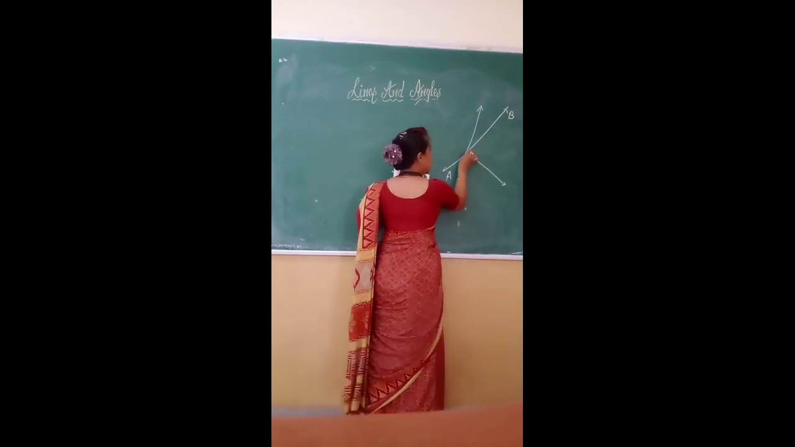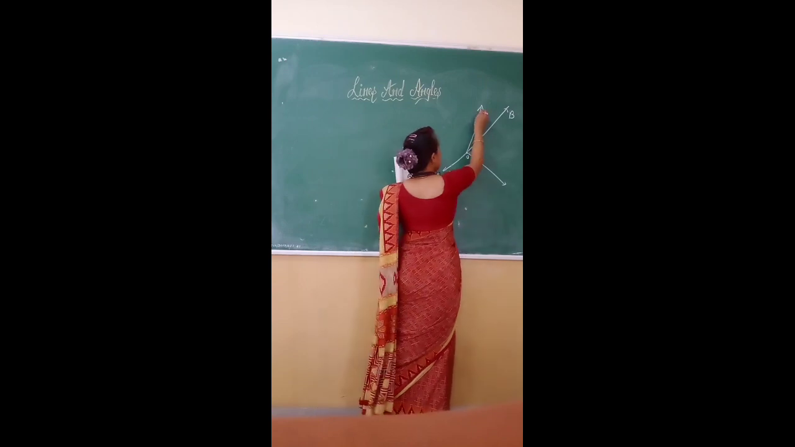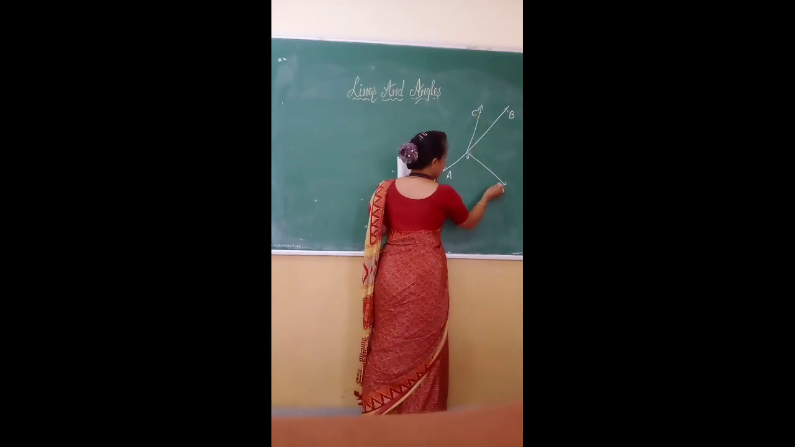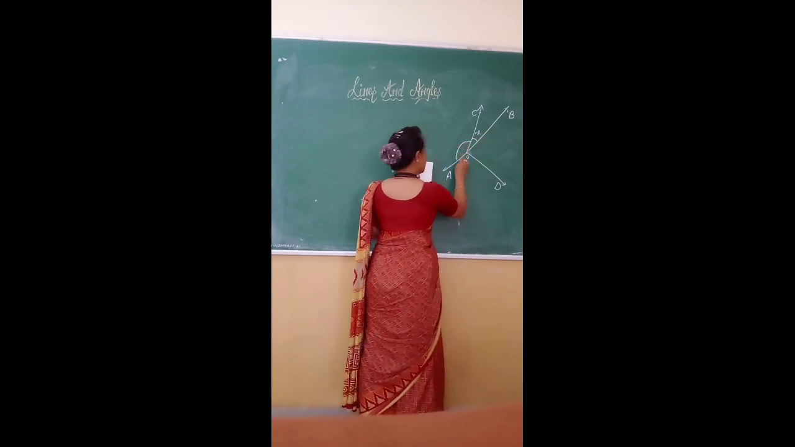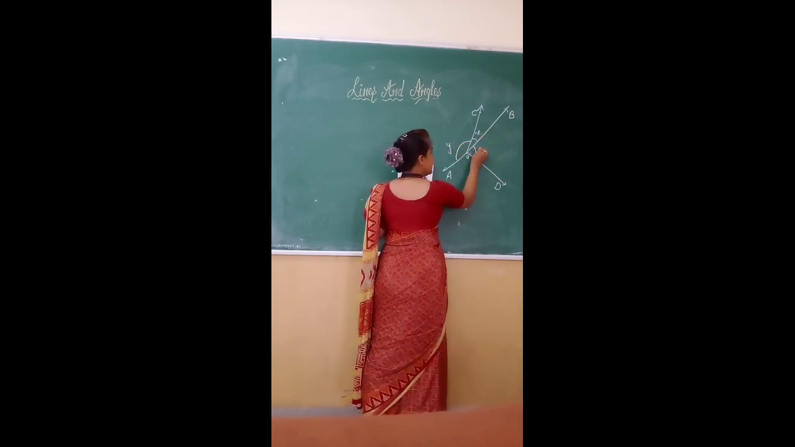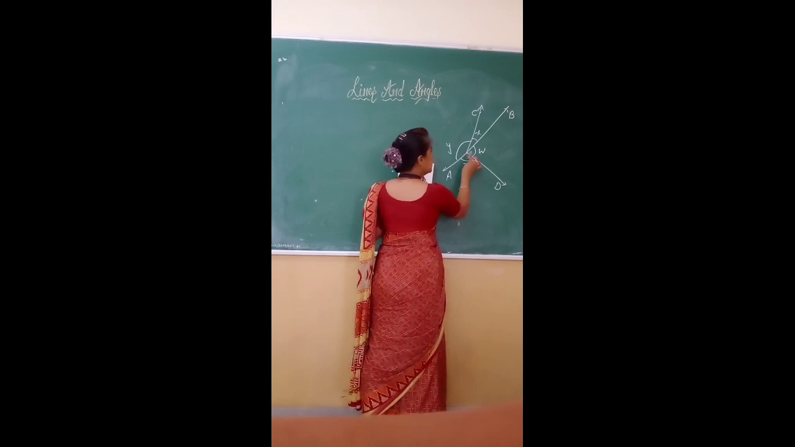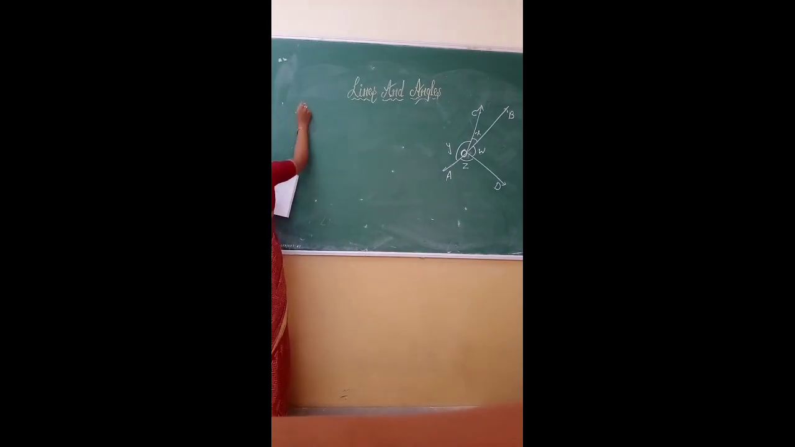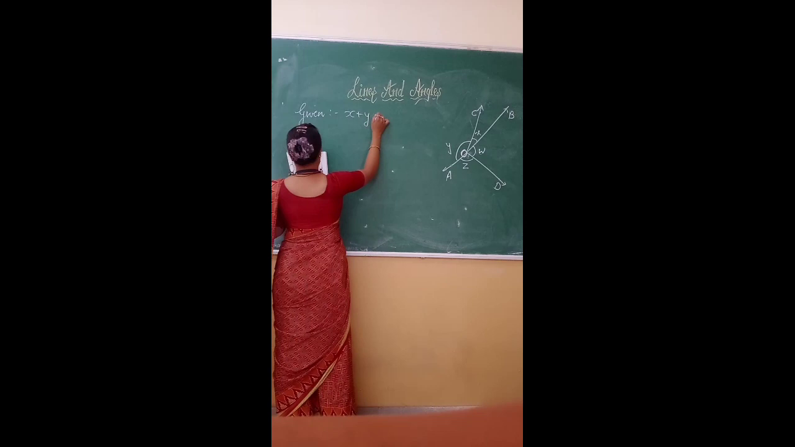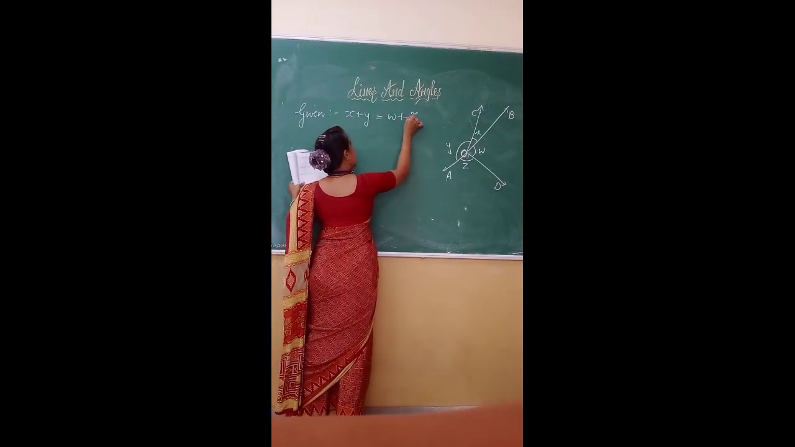AB is a straight line. Point B, angle X. This one is angle phi. This is W, and this one is angle Z, and this center point is O. Now here we have given that x plus y is equal to W plus Z.